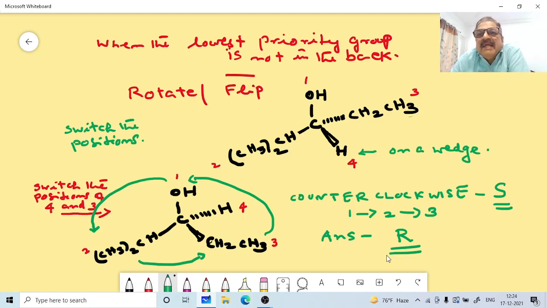So the mirror image is a different molecule. Then again you interchange any 2 of the 4 groups. Okay, you will be back to the original structure. By using this method, you can make 2 interchanges and put the lowest priority group in the back. Okay, our idea is to put the lowest priority group in the back side. Correct? Therefore, you have to make 2 interchanges.